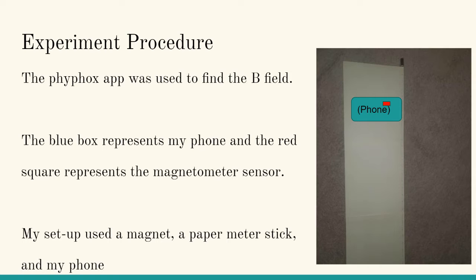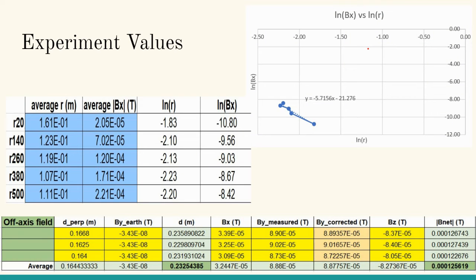For the experiment procedure, I didn't have a meter stick to use here, so my alternative was that I stuck pieces of cardstock paper together and used a ruler to mark off inch marks. And then here is my magnet up here, and I also included boxes that represent my phone, as well as approximately where the magnetometer sensor was.